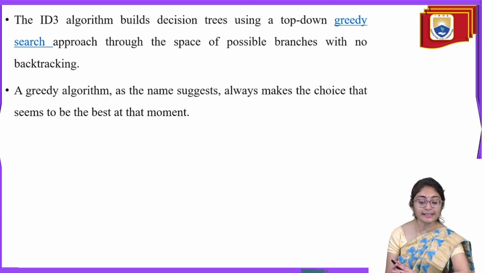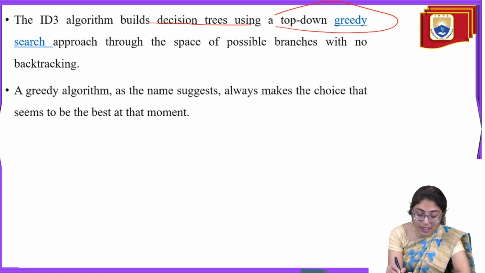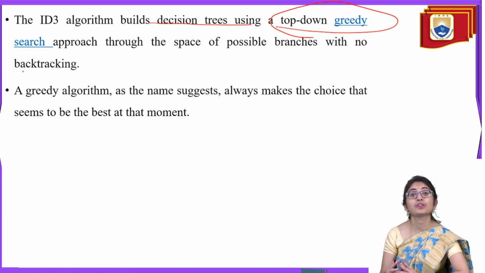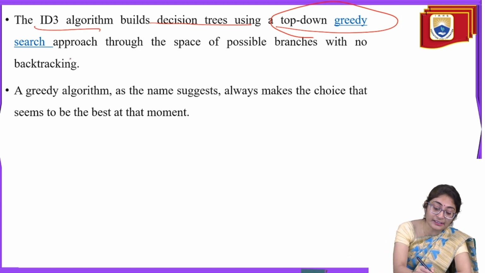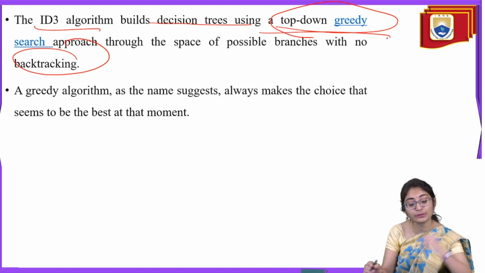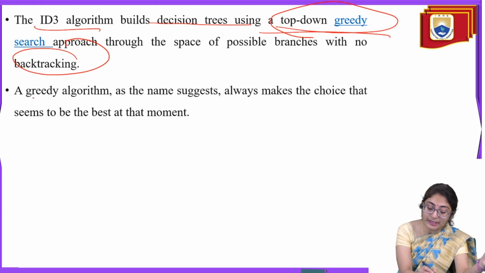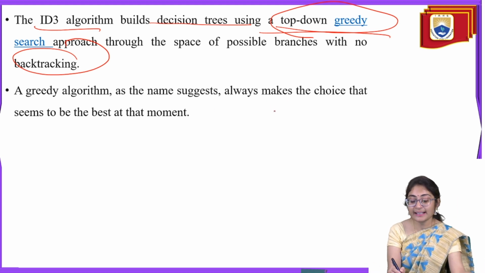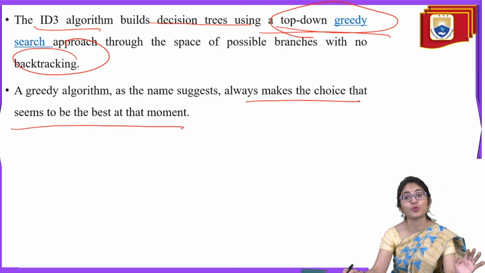Then the ID3 algorithm builds decision trees using a top-down greedy search approach through the space of possible branches with no backtracking. That means in ID3, we will not use a backtracking algorithm. We will use the top-down greedy search algorithm. And the greedy algorithm generally makes the choice that seems to be the best at that moment.